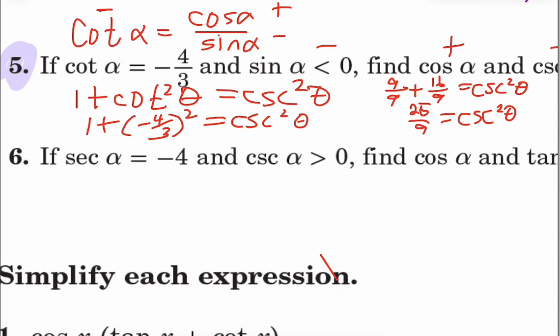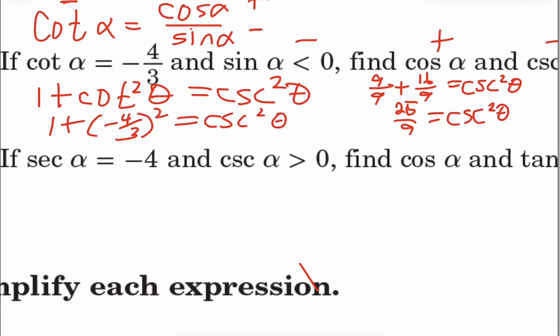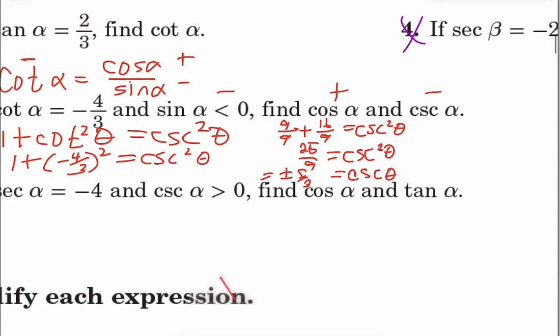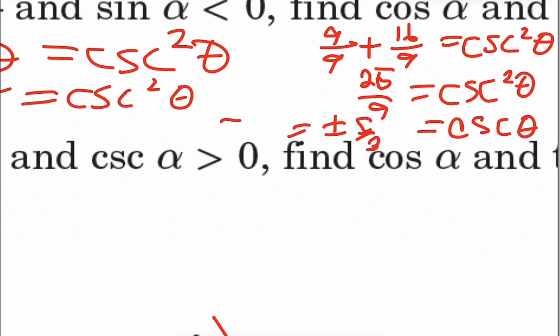Now what's going to get rid of a square? Square root. So we just have to use our rules of algebra. So cosecant is going to be plus or minus the square root of that fraction. Now to square root a fraction, just square root the top, square root the bottom, it's going to be 5/3. Now, is it positive or negative? What did we find out about the cosecant earlier? Was the cosecant positive or negative? It had to be negative. So the answer is that the cosecant is negative 5/3.